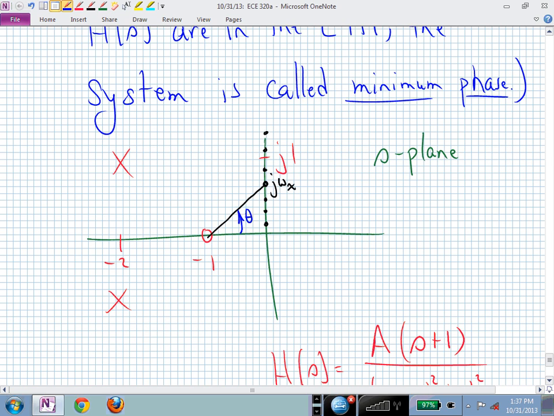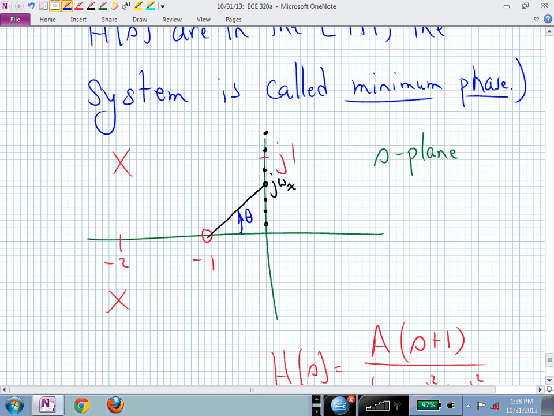The angle is going to be the angle contributed by each of those, and the angles of my zeros will be in the numerator. My angles of the poles will be in the denominator. And angles in a ratio simply add and subtract, don't they? Angles in the denominator will be subtracted from angles in the numerator.